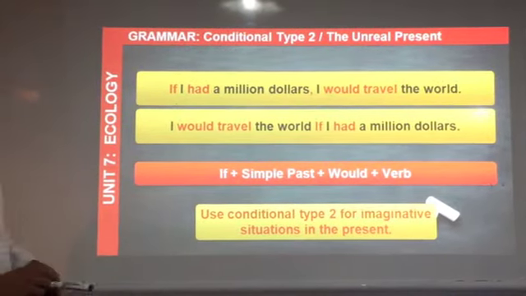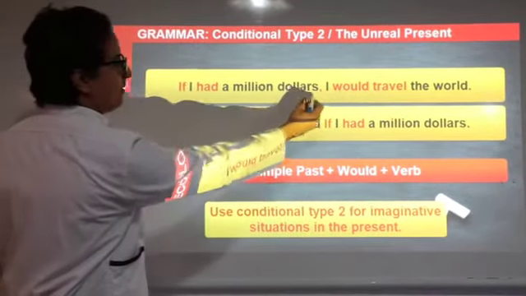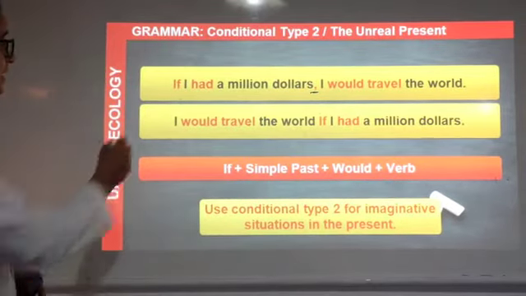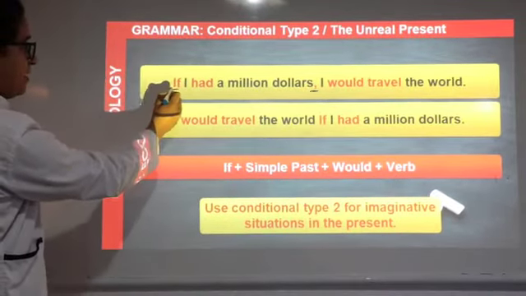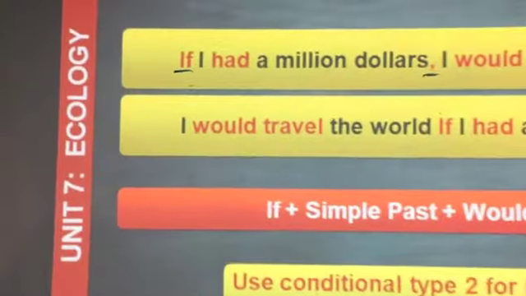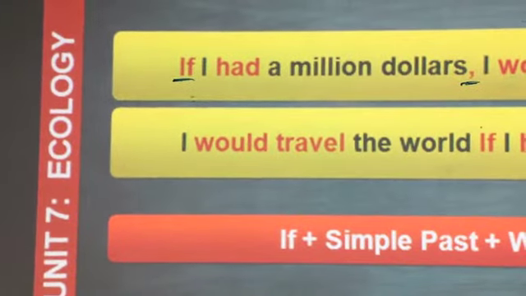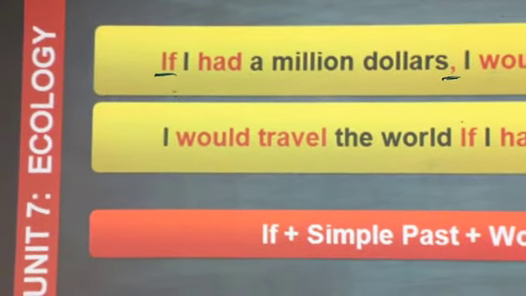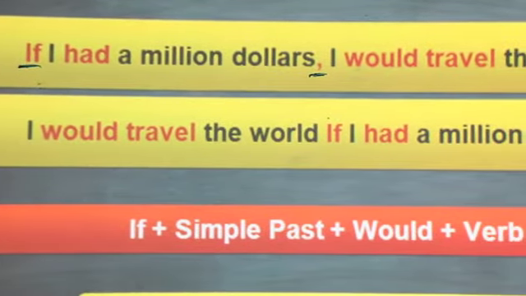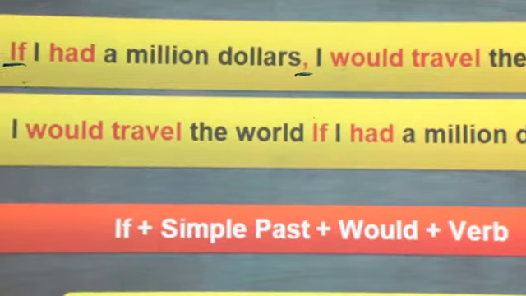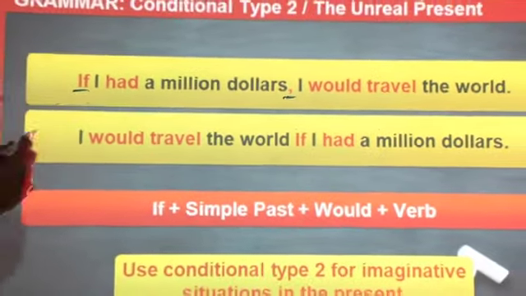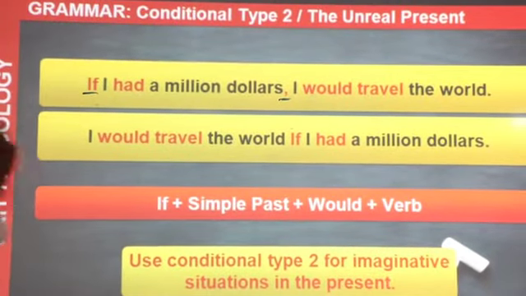What would you do? All right, so let's look at this example. If I had $1 million, comma, I would travel the world. Look at this one: if I had, it's the simple past of the verb have. If I had $1 million, I would travel the world. Let's move to the second way of saying the same thing. I would travel the world if I had $1 million. What do you notice, guys? What is the difference between this sentence and this one?